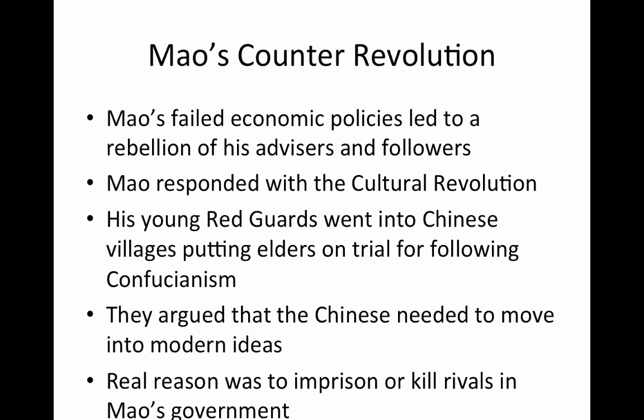But really the real reason here was to try to scapegoat traditional leaders in order to distract from Mao's failed economic policies. So this allowed Mao to imprison his enemies at the governmental level while killing off any traditional rivals in the farmlands.